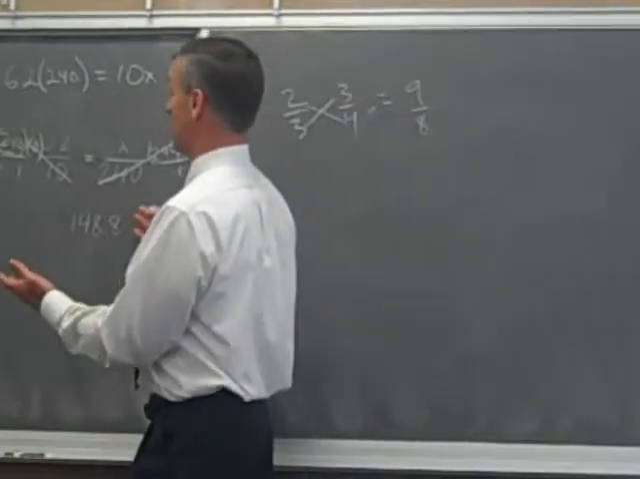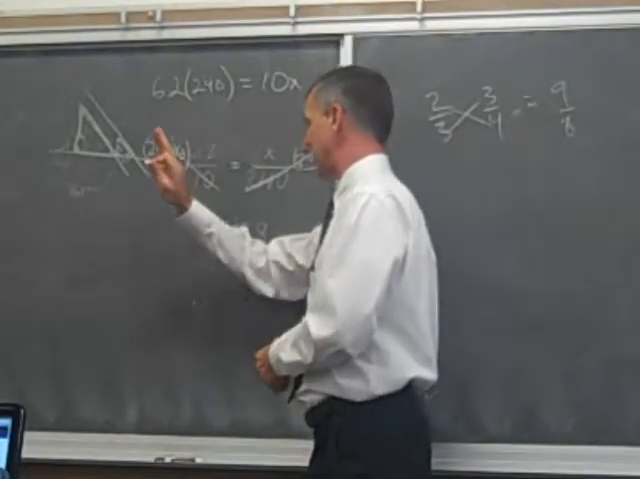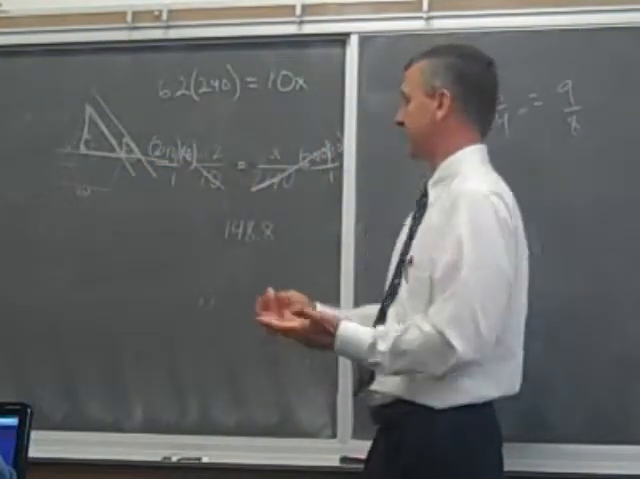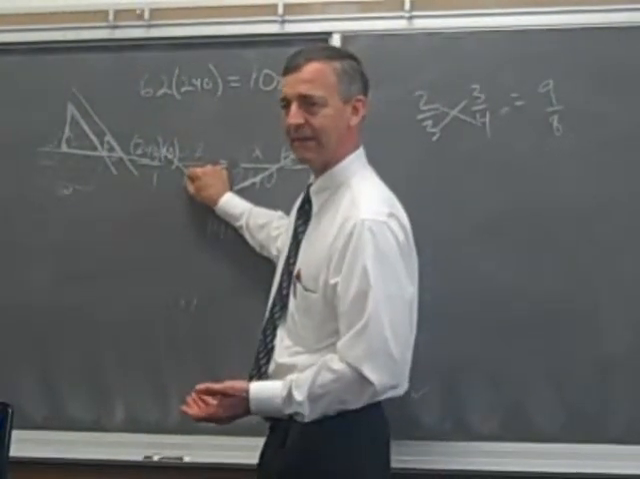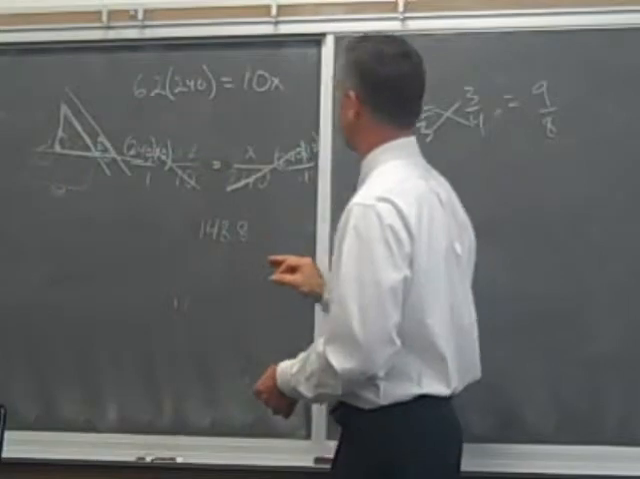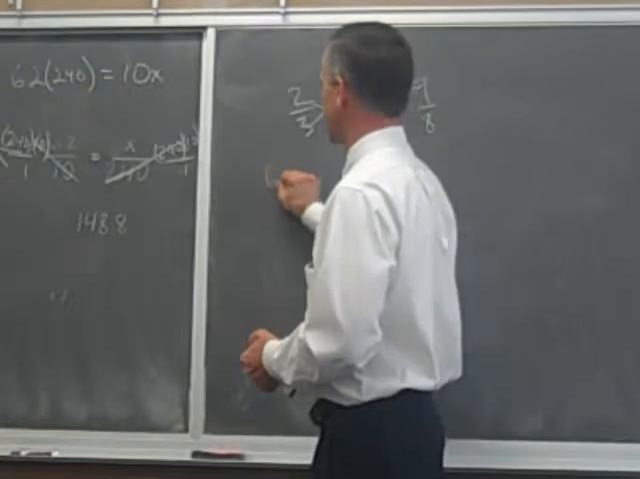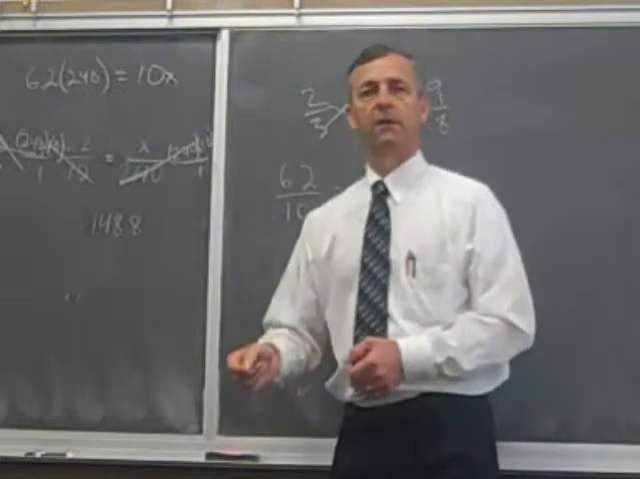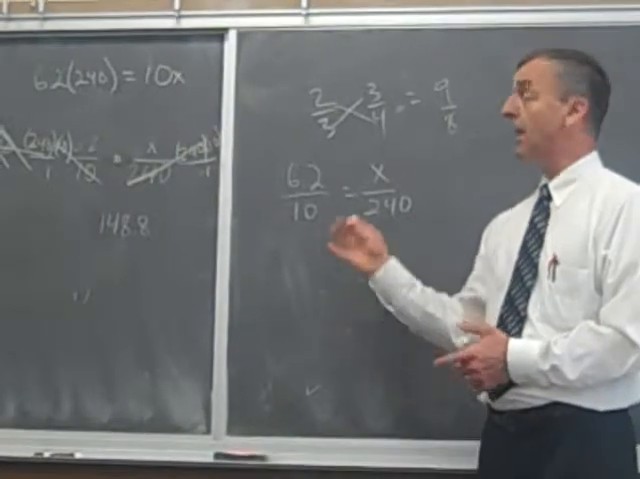The reason this works is because of the multiplication property of equality, which says if I multiply this side by a certain amount, I've got to do this side. That's why it works. Well, that and the fact that 10 over 10 is 1, which is the identity, and 1 multiplying by something doesn't change it. So this is canceled because of that, and so on. But how else could we solve that? 6.2 over 10 equals x over 240. Besides cross multiplication or multiplying both sides by the common denominator, or by the product of the denominators, excuse me.